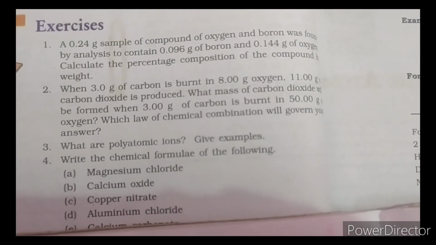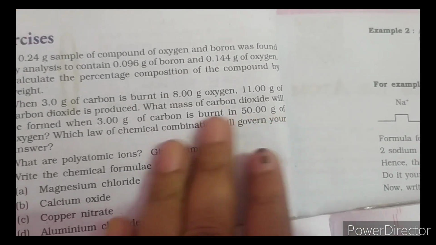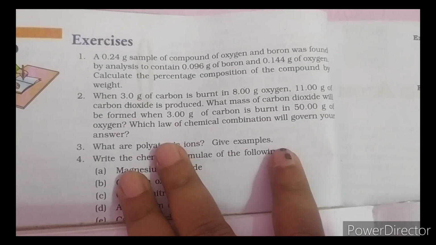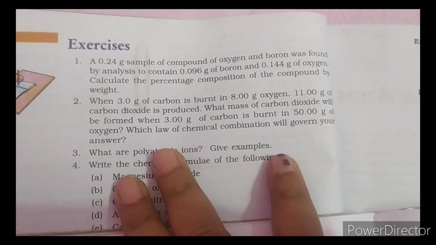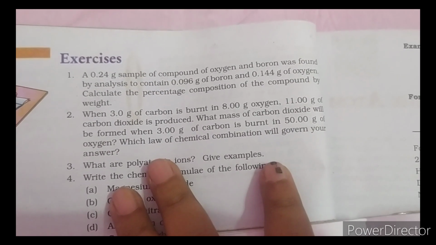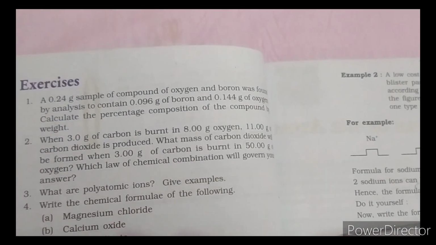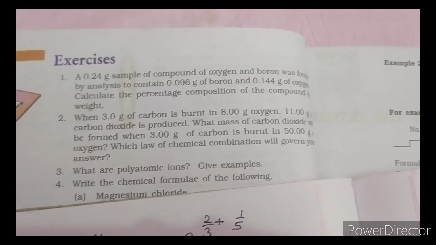You can see here question number 1: a 0.24 gram sample of a compound of oxygen and boron was found by analysis to contain 0.096 gram of boron and 0.144 gram of oxygen. Calculate the percentage composition of the compound by weight. So you have been given the weight of the compound and the weight of boron and oxygen. So you have to calculate the percentage of boron and oxygen in the compound.